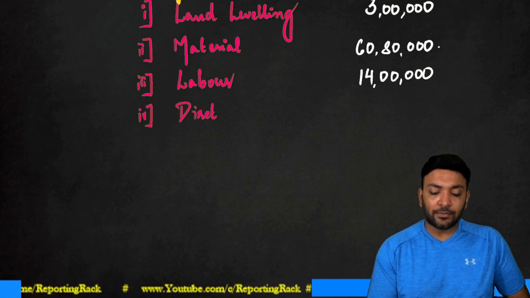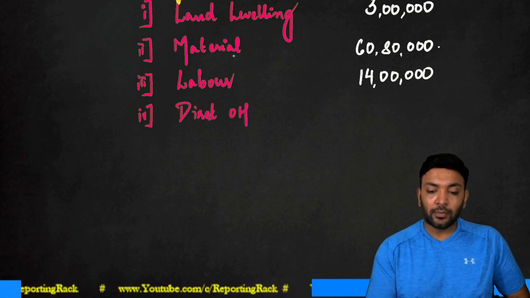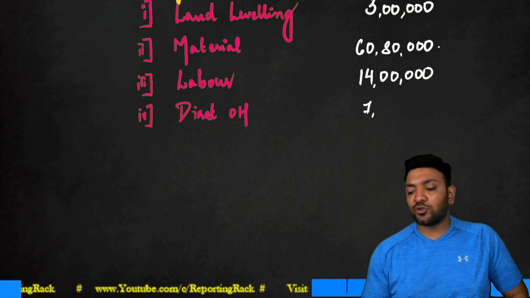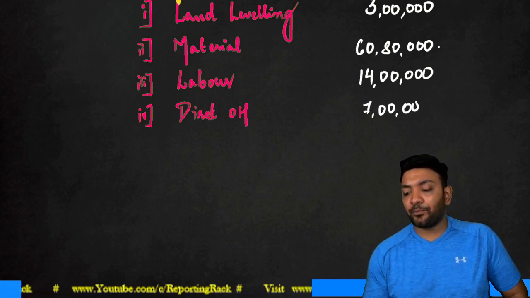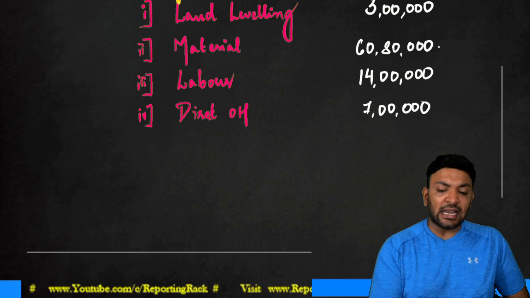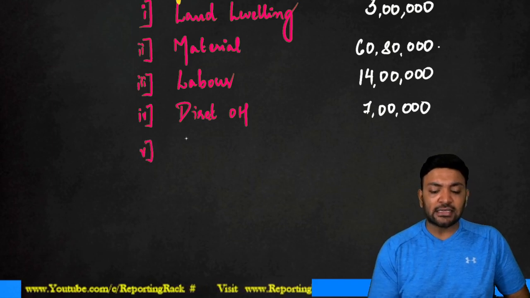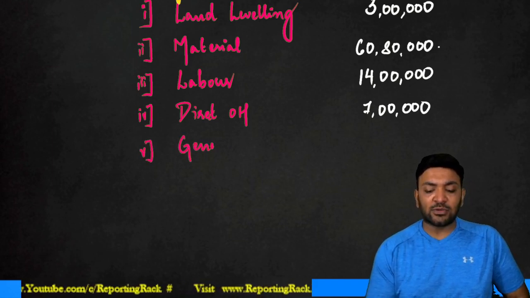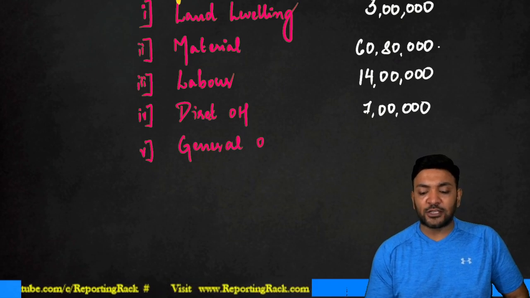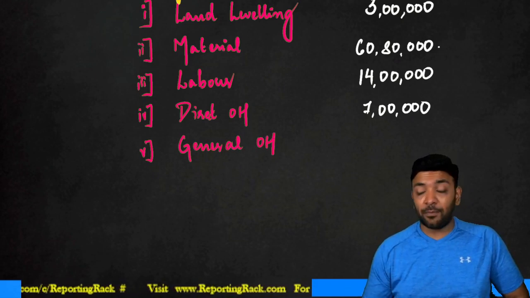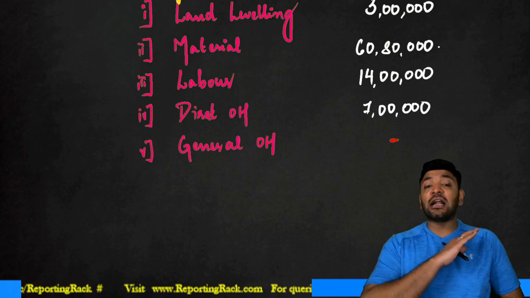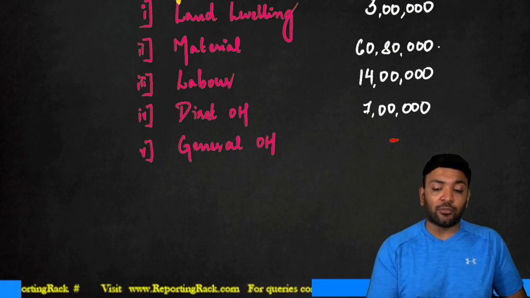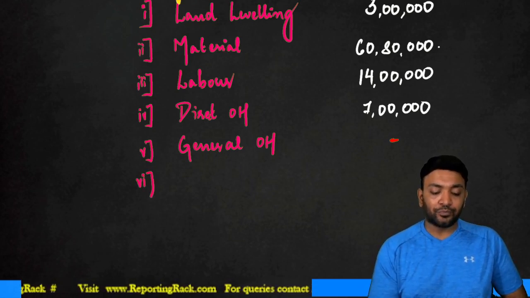Direct overheads, 7 lakhs to be capitalized to the cost of the asset. But the immediate next point is regarding general overheads, which should not be capitalized, which is given to us as 50,000 rupees per month, but they should not be included. General overheads are specifically excluded from the cost of asset.